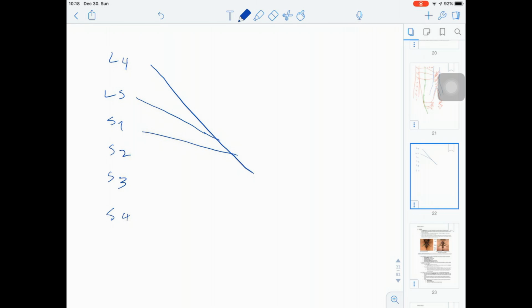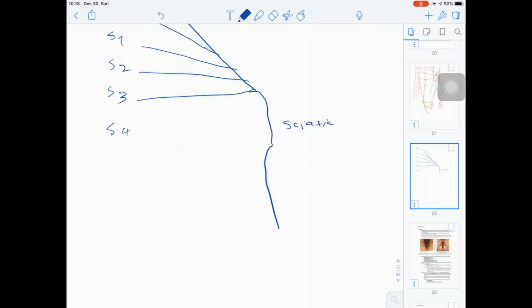So the sacral plexus, L4 to S3, is going to be the sciatic nerve. If you remember, the sciatic was actually formed by two nerves: the tibial and the common fibular nerve. But that's after it bifurcates, right? It's not about bifurcation. The tibial and common fibular nerves are the ones that form the sciatic.